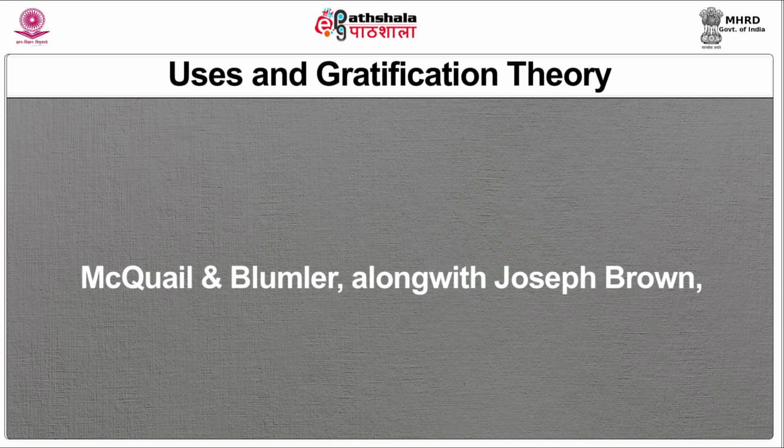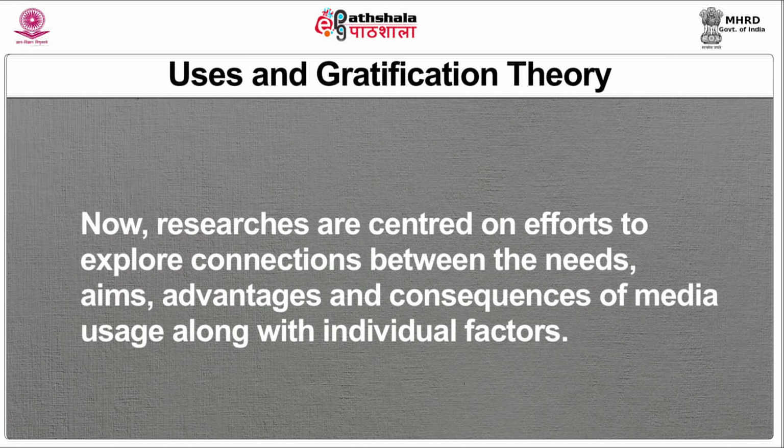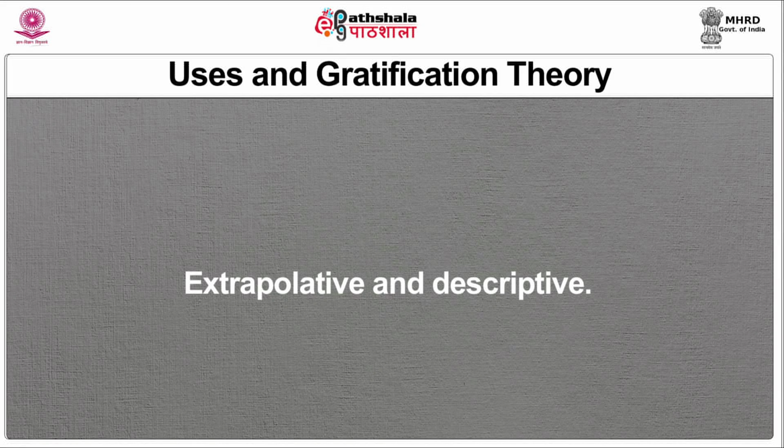Also in 1972, McQuill and Bloomler along with Joseph Brown classified the uses of different types of media into four categories: diversion, personal relationships, personal identity, and surveillance. Now researchers are centered on efforts to explore connections between the needs, aims, advantages, and consequences of media uses along with individual factors. This would help in making the theory more extrapolative and descriptive.